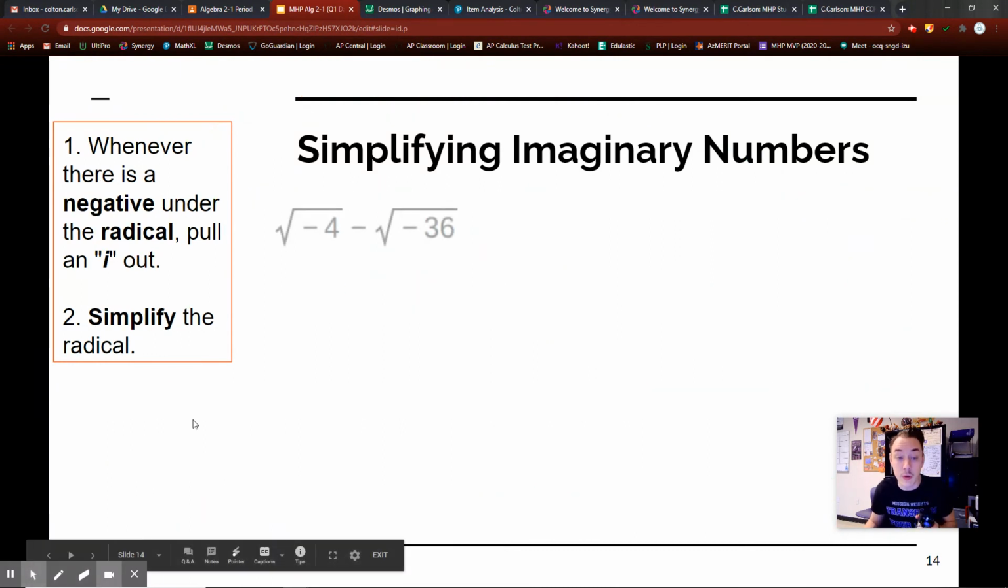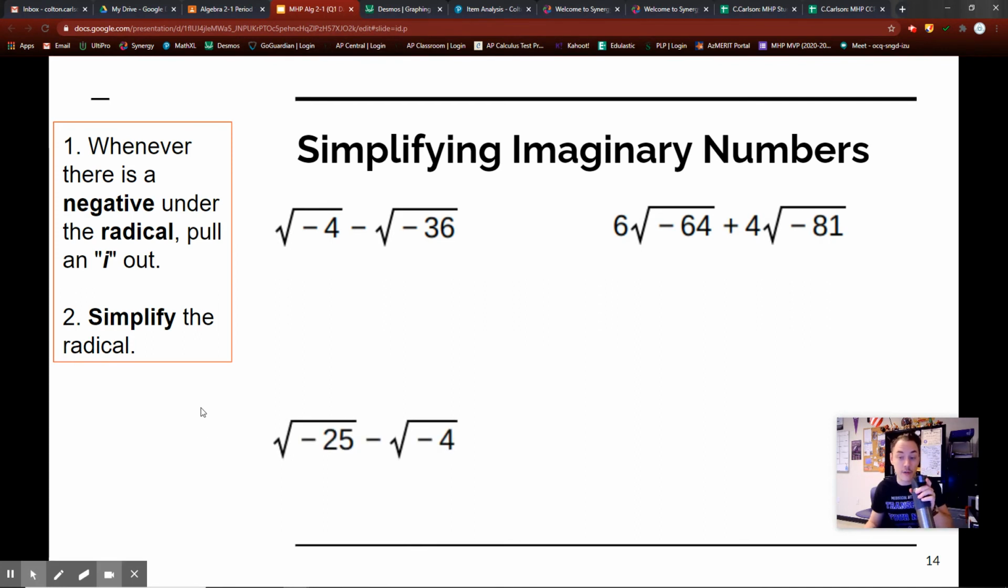I'm going to go through these really, really fast. I have these pulled up, and I am actually going to go through them. After I go through the first one, I want to see if you guys can actually do the next ones by yourself.